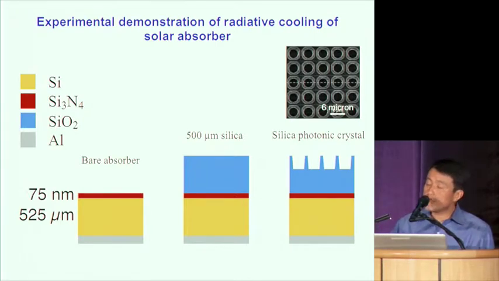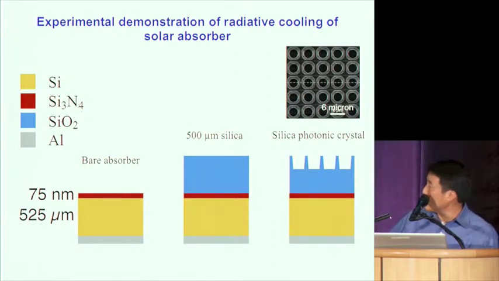So we compare 3 samples. The first sample is a bare silicon structure, and this is a 525 micron thick silicon with a 75 nanometer silicon nitride layer, and with a back mirror. This is a wafer that people usually use as a starting point for constructing a solar cell. What we then do is compare the performance of this structure, the solar absorber, with 2 other structures where we keep the silicon part the same, but we put an additional layer on top of it.